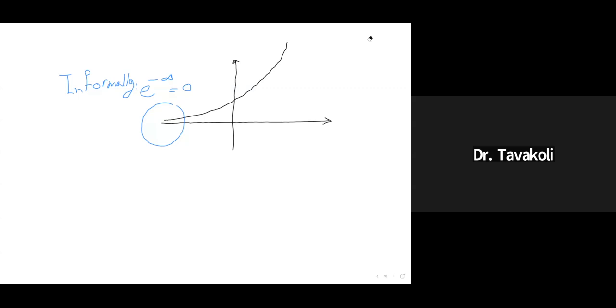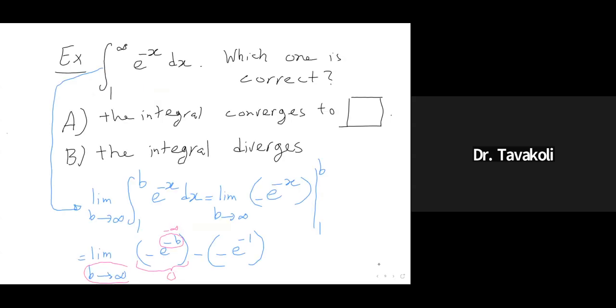Okay, so this is why e to minus infinity is 0. So that's why the first parenthesis is 0. So what's in the second parenthesis? Minus e to minus 1. First of all, those double minus times negative is a positive.